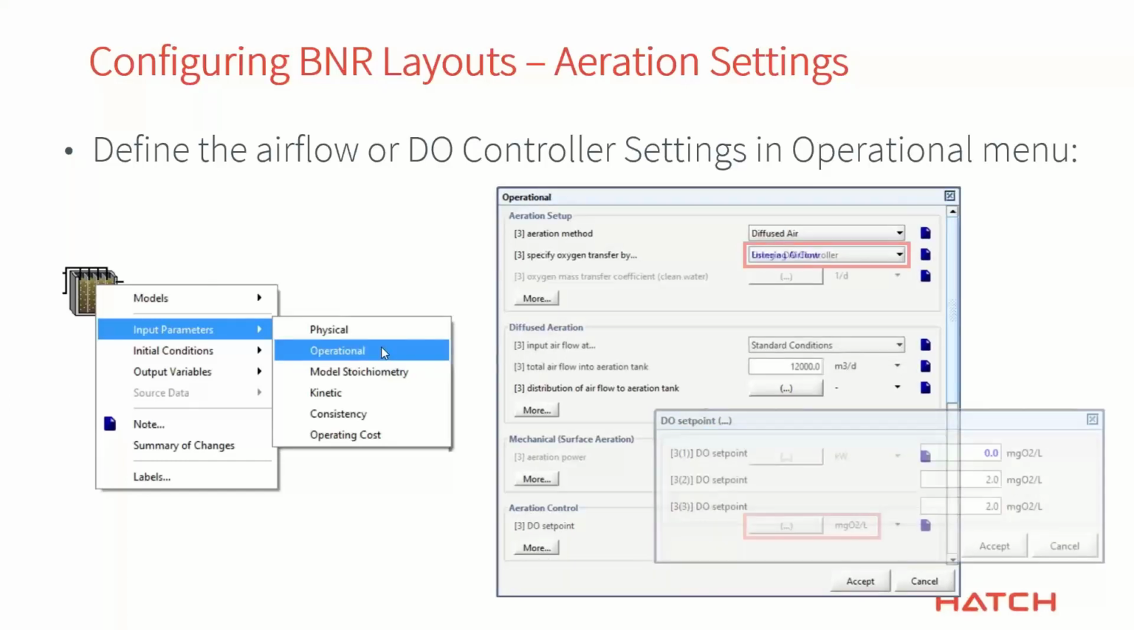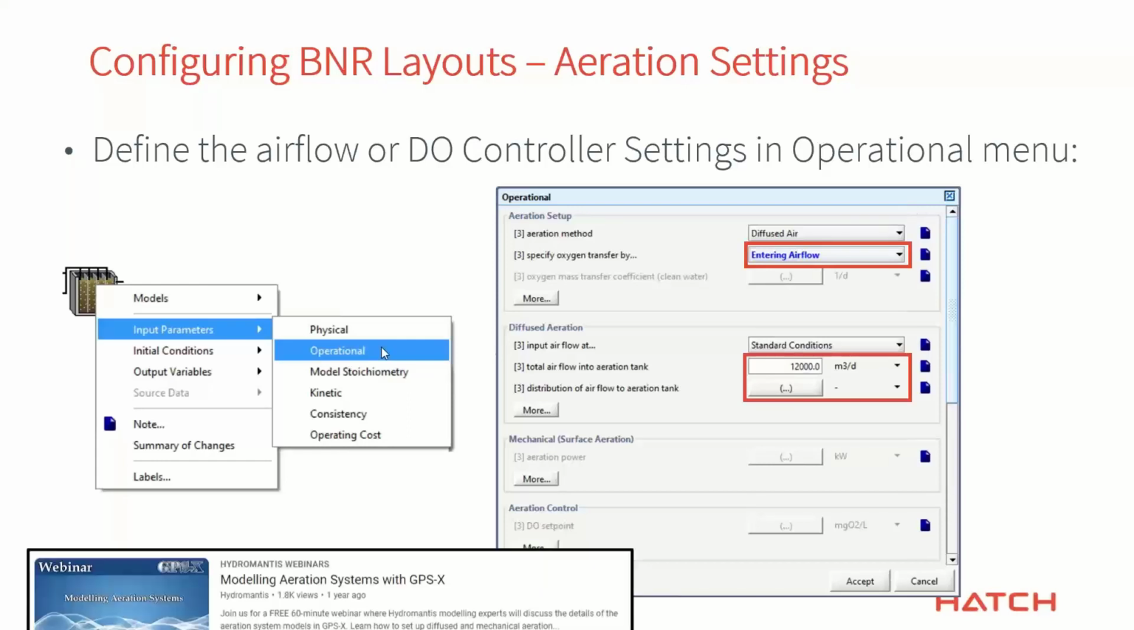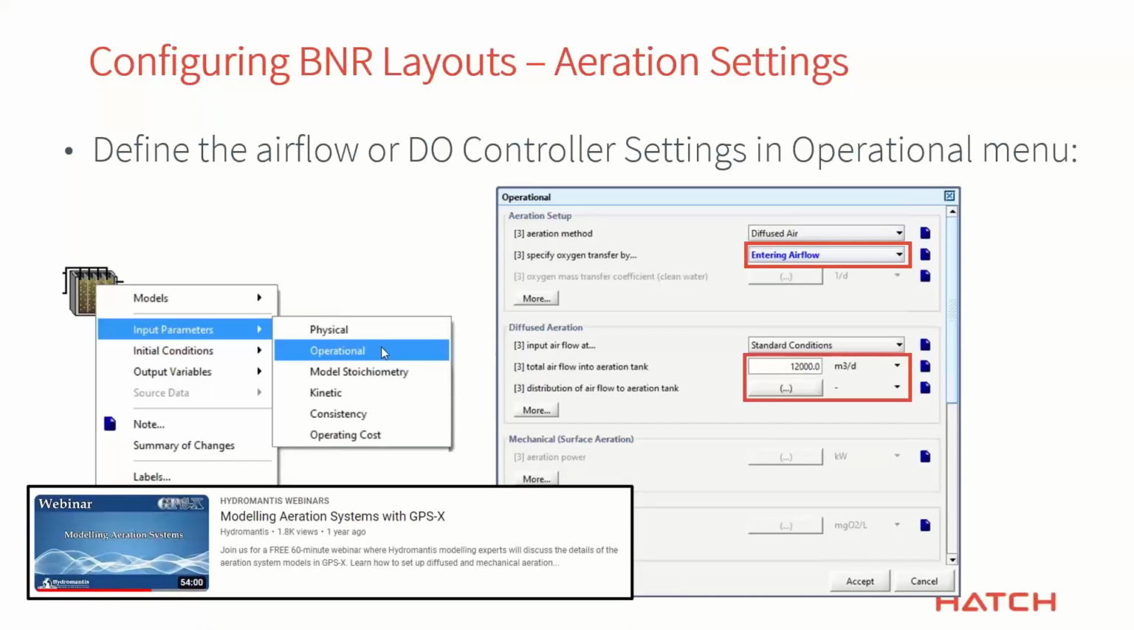Okay, so now the other option would be to turn off the DO controller, put on airflow, specify the total air, and then the amount of air that goes into each tank, right? So you could taper the system so more air is up front and less at the end and so on as needed. Okay, so I'm not going to go into a great amount of detail because we actually have a really good webinar on this already.